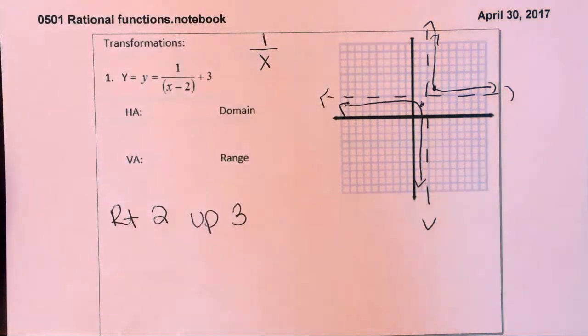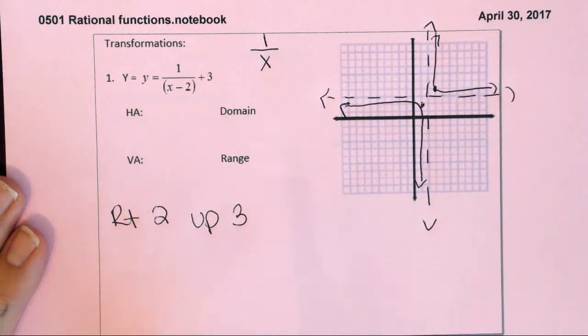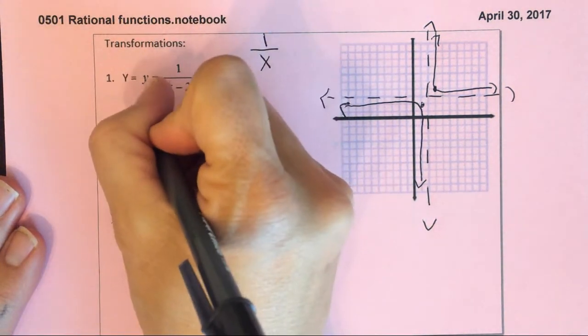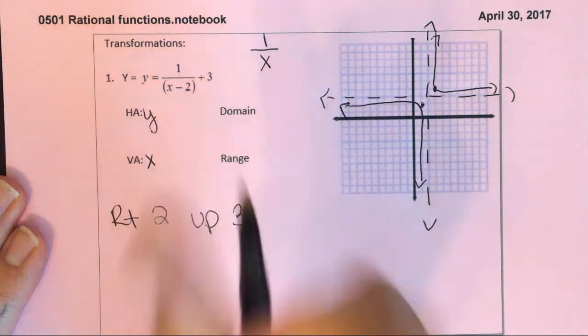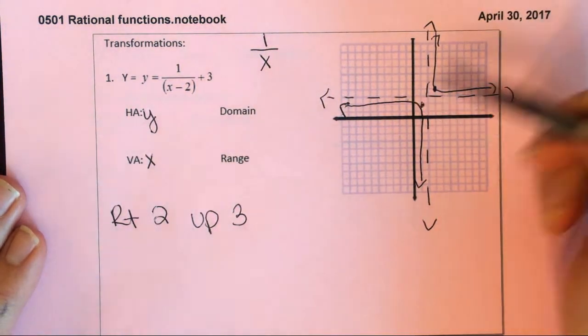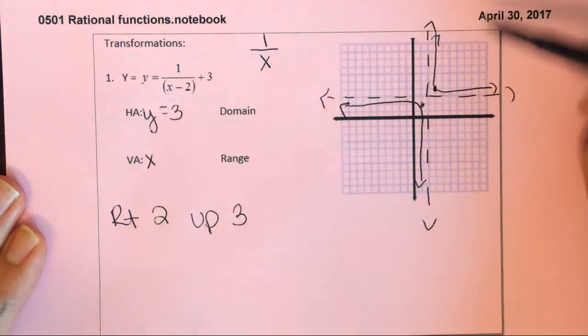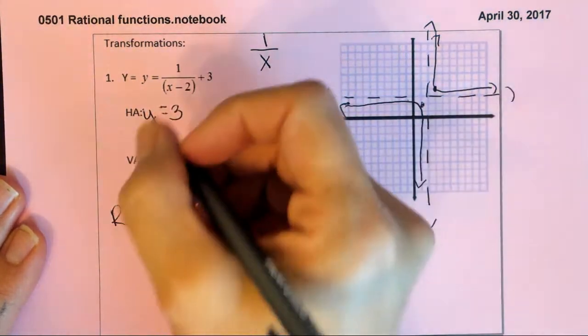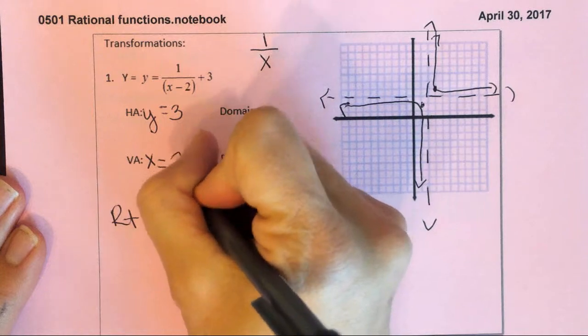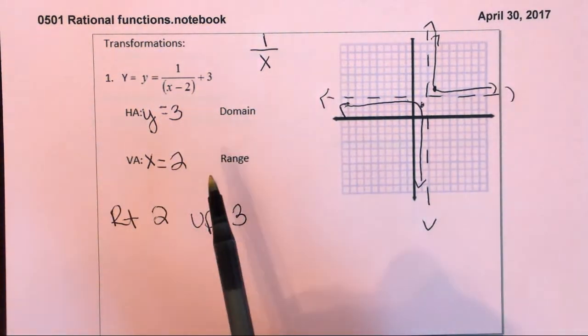So that's my transformation. So they want to know my horizontal and my vertical asymptotes. Again, I call them VAX and HOY to help me remember. So the y is touching at 3, so my horizontal asymptote is y equals 3. It's going through the x-axis at 2, so my vertical asymptote is x equals 2.